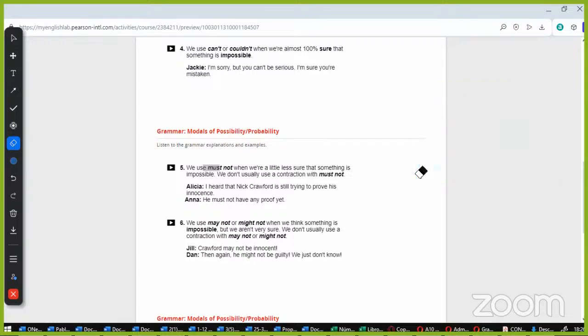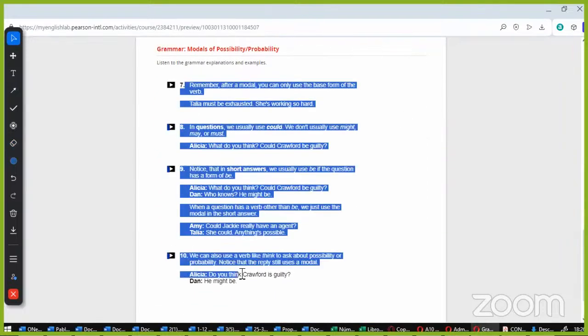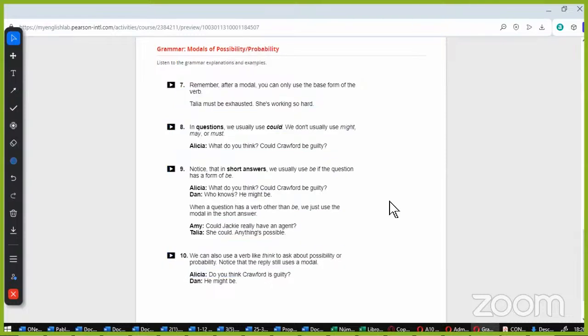No, mister. Okay, let's read number 7 till 8. Remember, after a modal, you can only use the base form of the verb. Talia must be exhausted. She's working so hard. In questions, we usually use could. We don't usually use might, may, or must. What do you think? Could Crawford be guilty?